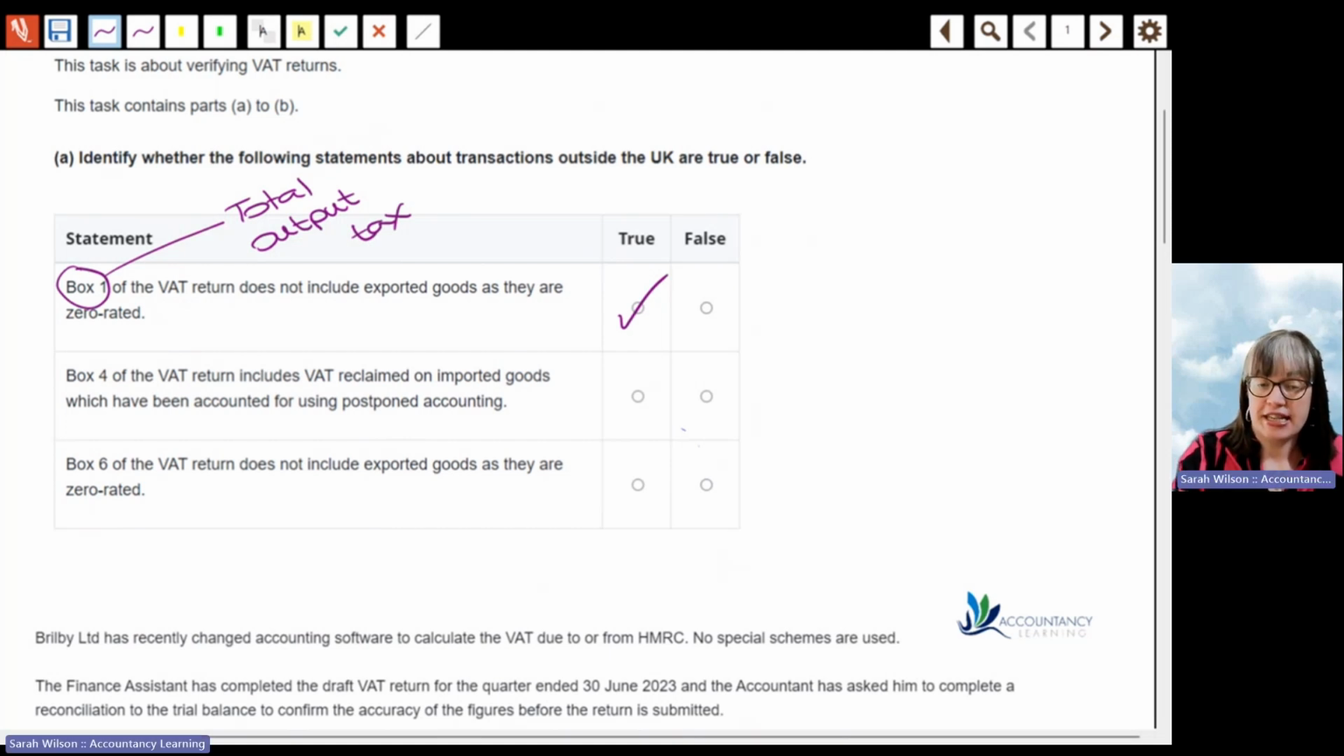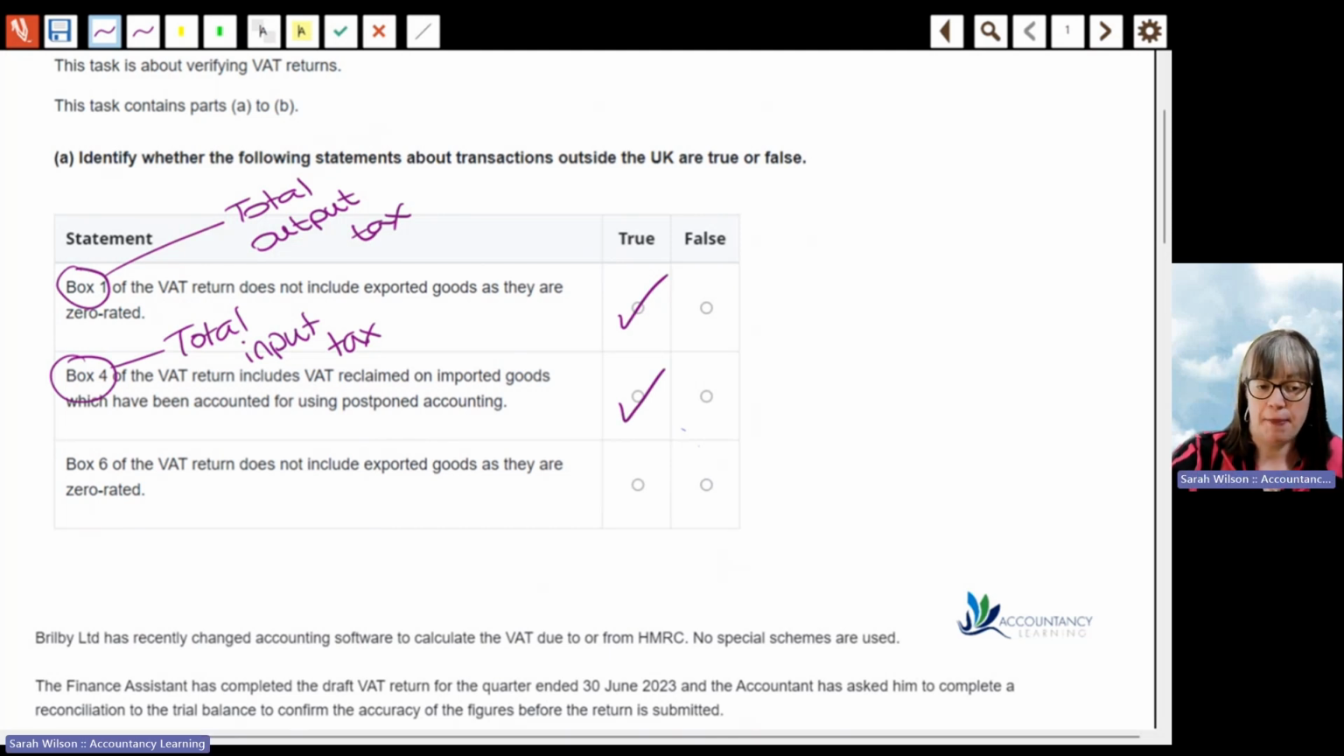Box 4 of the VAT return includes VAT reclaimed on imported goods which have been accounted for using postponed accounting. So box 4 is your total input tax. So because we're going to be importing goods, that means there's going to be an element of input tax. So we're going to have to include it. So regardless that it's on postponed accounting, we still need to include it in our box 4. So that one is also true.